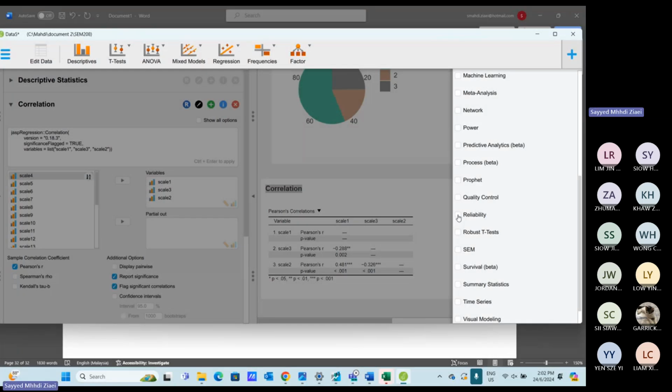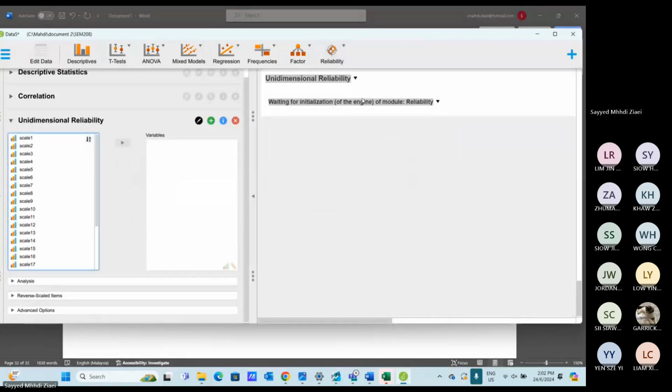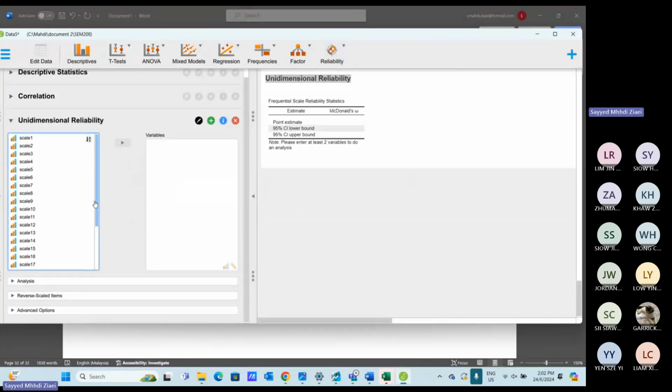Have you found it? Reliability, and then magic. Reliability is here. Wow. You can find reliability. And then click on reliability. Reliability test.